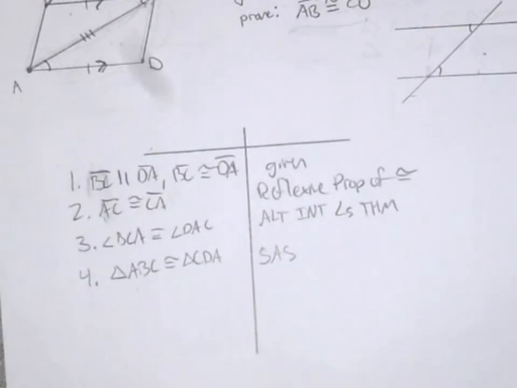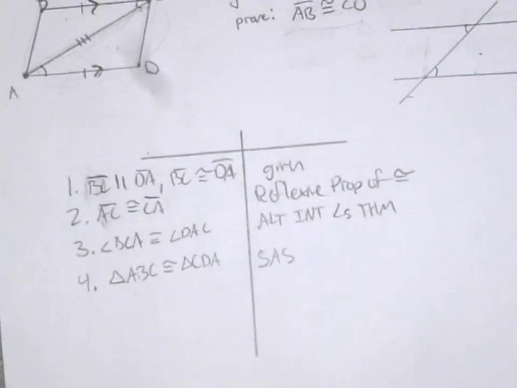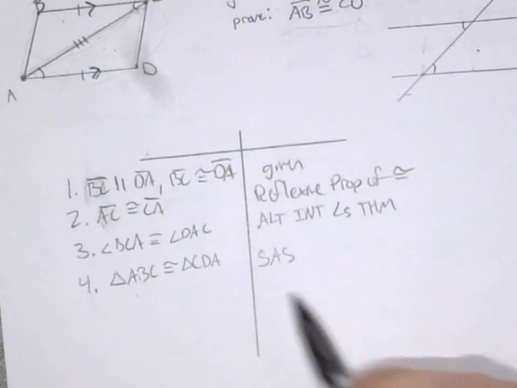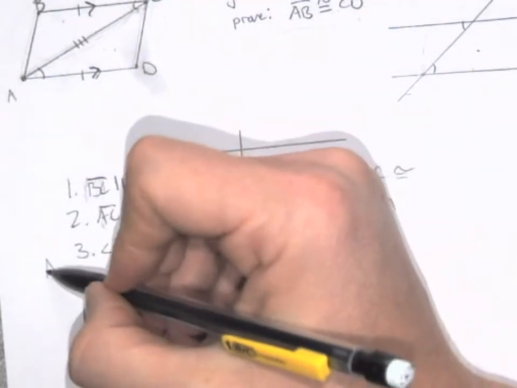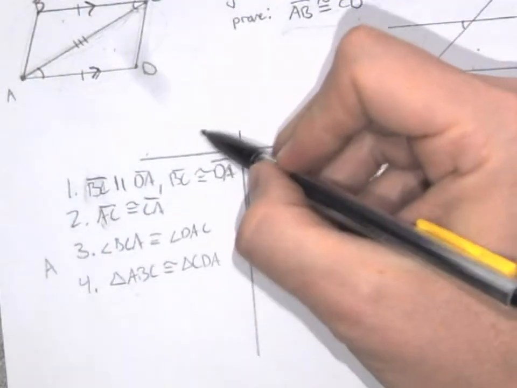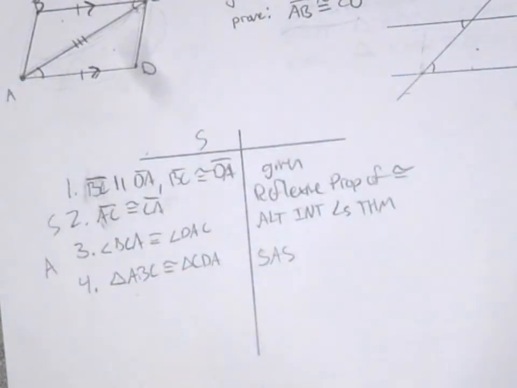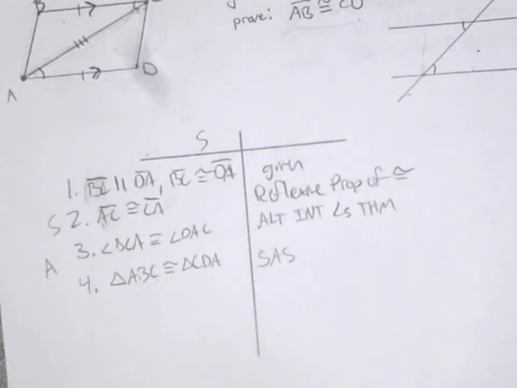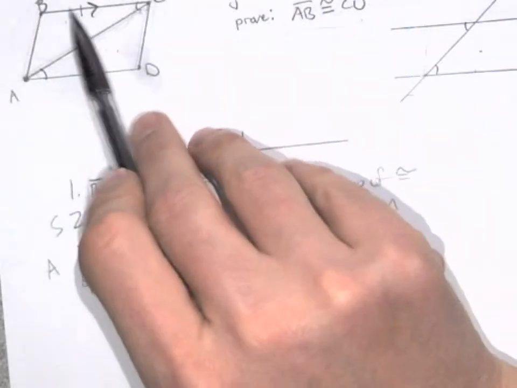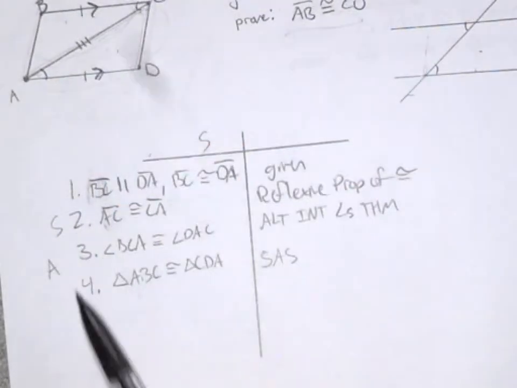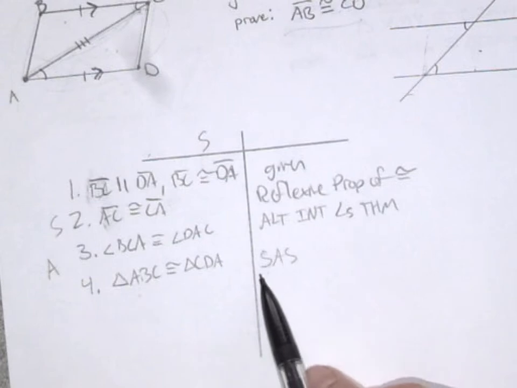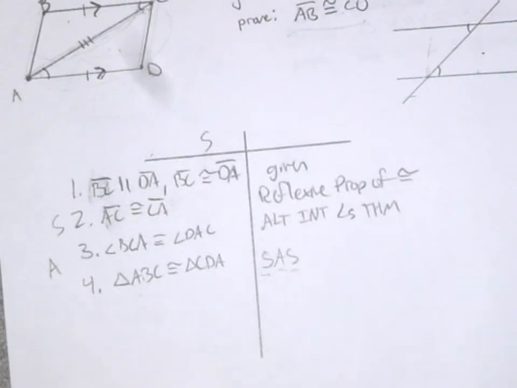Now, if you're using SAS, what I would do is go back and label and make sure I have all the pieces. So here's the angle that I was talking about. Here's the first side, and here's the second side. I know this says SSA, but the order that I write them doesn't matter. I know that what I had was the side, the angle, and the side. So I'm listing to double check that I actually did have all the information.